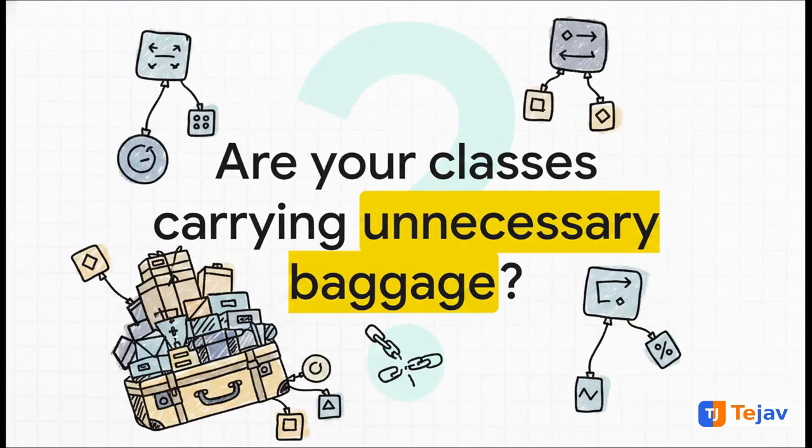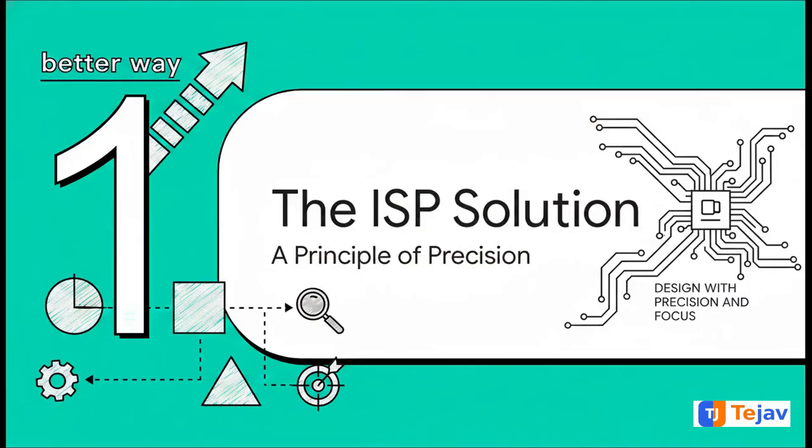So let me ask you something. Are your classes being forced to carry around a bunch of unnecessary baggage? Have you ever found yourself writing a totally empty method just to satisfy an interface? Yeah, if that sounds familiar, you've definitely felt the pain of violating ISP. But hey, the good news is there is a much better way to do things.